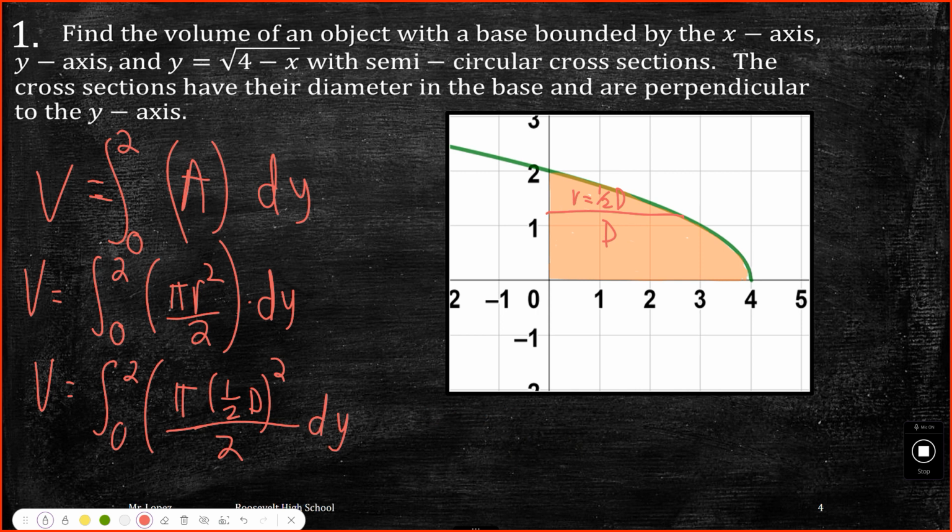Then we're going to do what? 0 to 2. It's going to be 1/4, 1/8 that we're going to factor out, and then factor out the pi. So let's factor it out, no? 1/2 squared is 1/4, and 1/8 pi factored out, and then we're going to have d squared dy. Making sense?